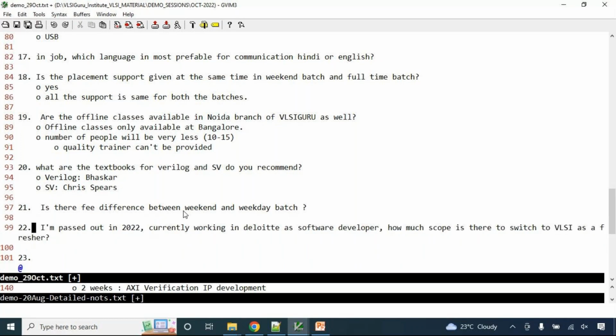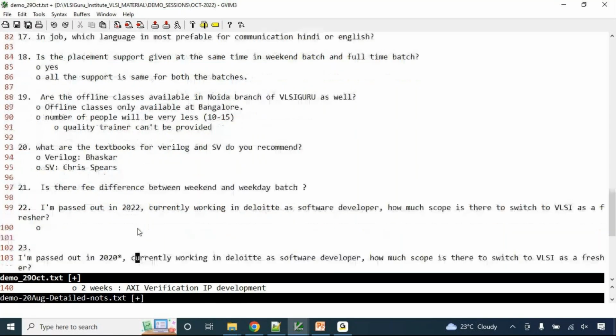Next, I passed out in 2022 and am currently working at Deloitte as a software developer. How much scope is there to switch to VLSI as a fresher? There is a very good scope since you are just a 2022 pass out. Sorry to interrupt, actually I joined in 2020. Okay, the corrected question is pasted in the same tab. Okay, fine.